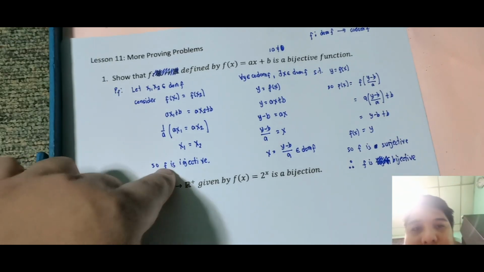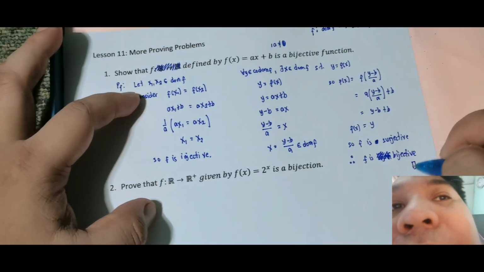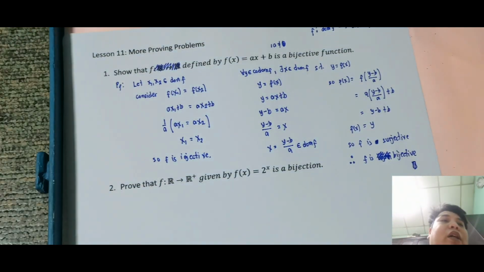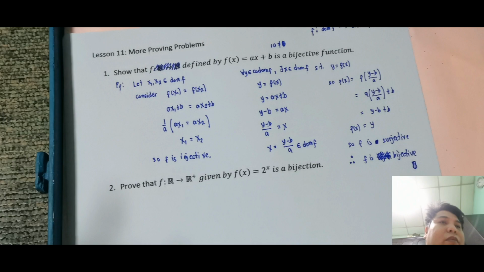Okay, since f is injective, f is surjective, therefore f is bijective, and that is done. So there's no need to write "since f is injective, since f is surjective, therefore f is bijective." Why? I already wrote it. So f is injective, then the condition continues.